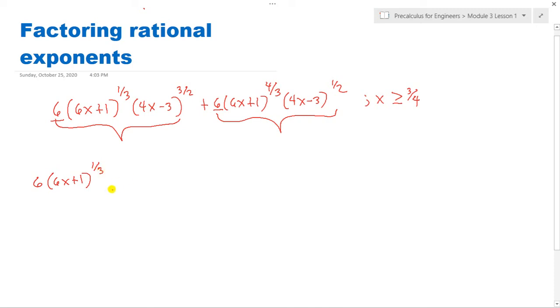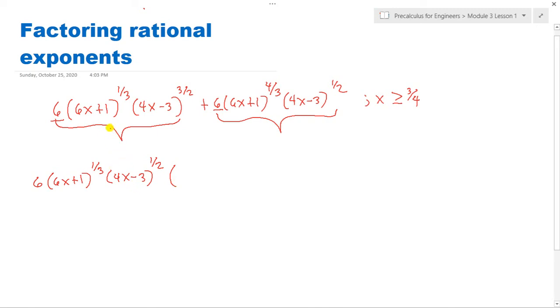Another one, ano pa yung factor out natin aside from 6x plus 1? So as you've noticed, we also have a common expression for both terms. We have 4x minus 3. And by looking at the exponent, the least value is 1 half. So therefore, choose 1 half. So we have 4x minus 3 raised to 1 half. So again class, kapag mo factor out ka, choose mo yung term or expression that has the least value of exponent.